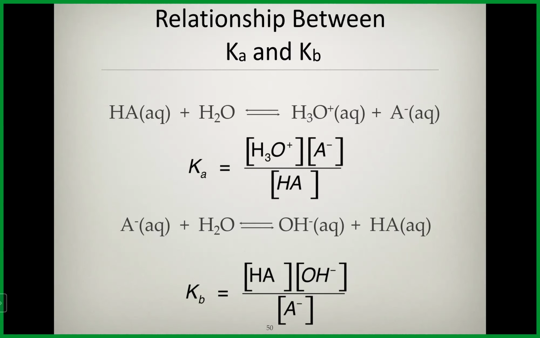Whereas if we take A minus and mix it with water, it's going to be a base because it's going to take that hydrogen ion from water. And that's why we wind up with hydroxide.